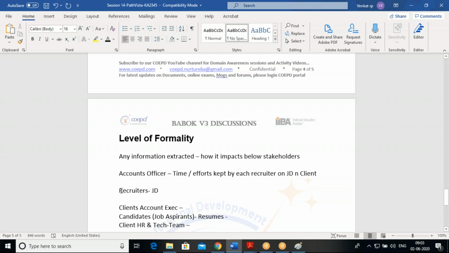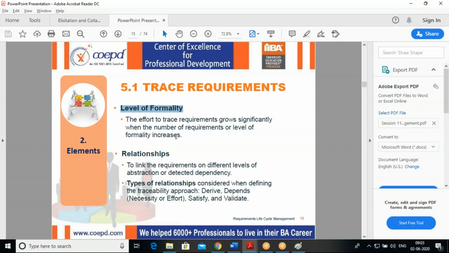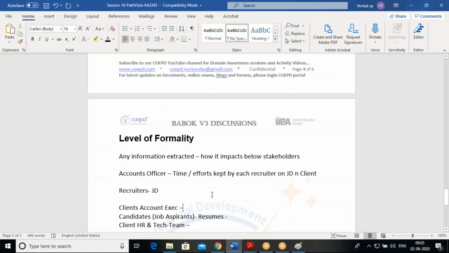So here, each person will have different levels of knowledge that is required. It's not that all that information is shared with everyone. Till what extent we have to give that information, the level of formality, that is what matters. And the tracing, so you can't get into that.